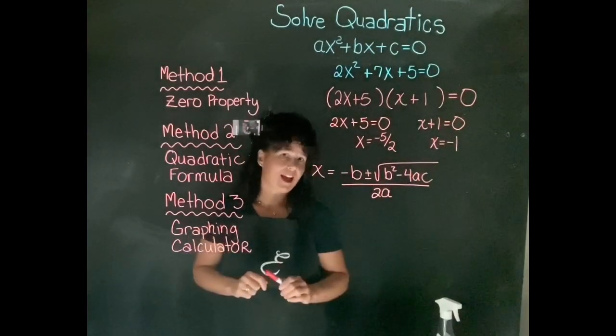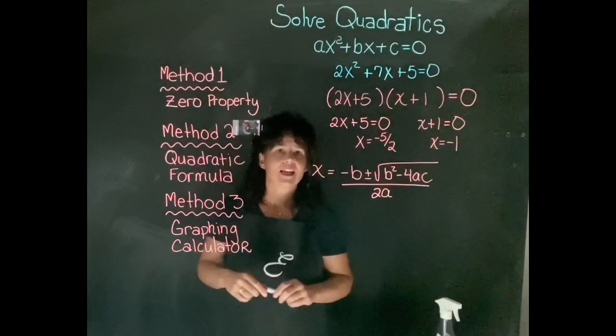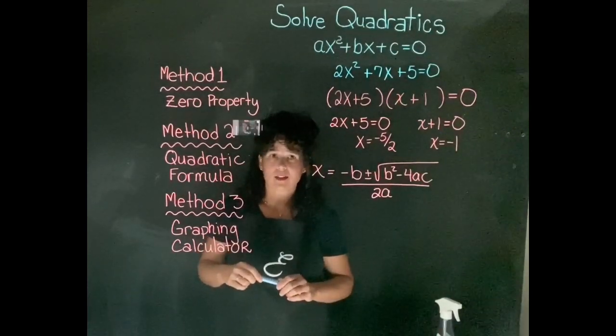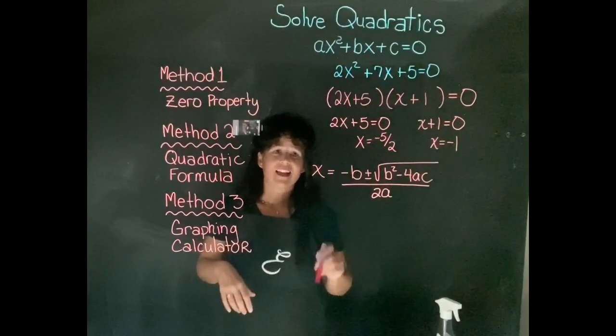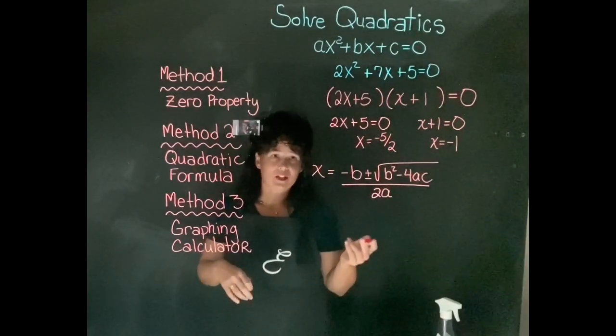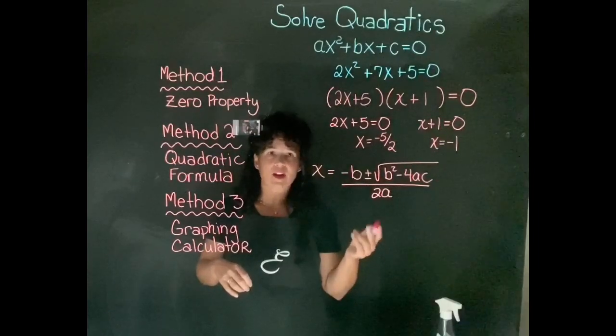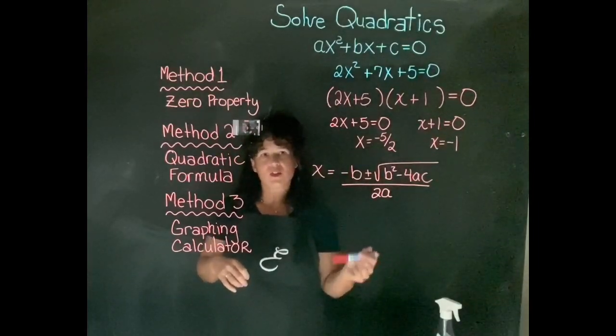Despite the fact that I have a horrible voice, I will go ahead and bless you with it. All right, x equals negative b plus or minus the square root b squared minus 4ac all over 2a.